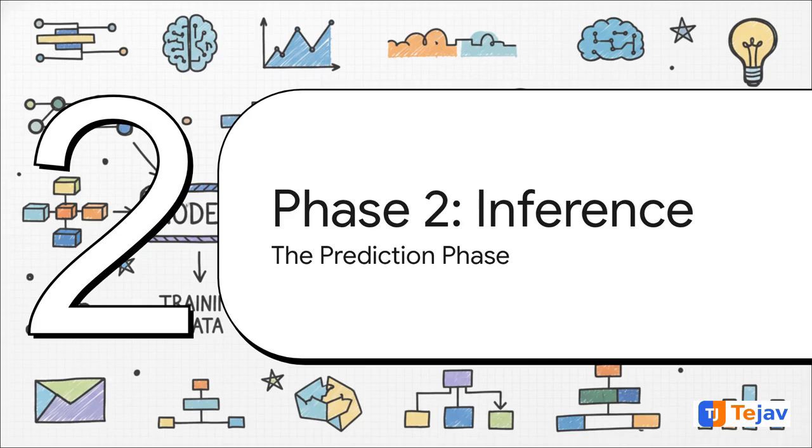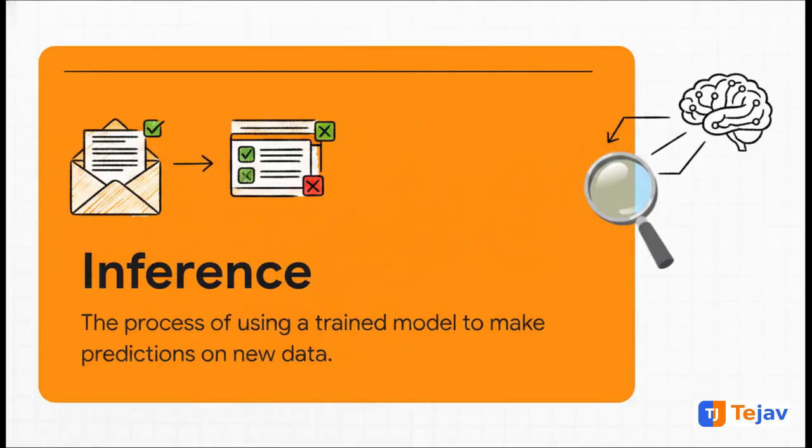Well, that brings us to phase two, the prediction. This is where we start putting that model to the test. This phase is called inference, and it's really the moment of truth. Inference is simply the process of using that trained model to make predictions on brand new, totally unseen data. A new email hits your inbox, data the model has never seen before. Now it has to decide, is this spam or not?